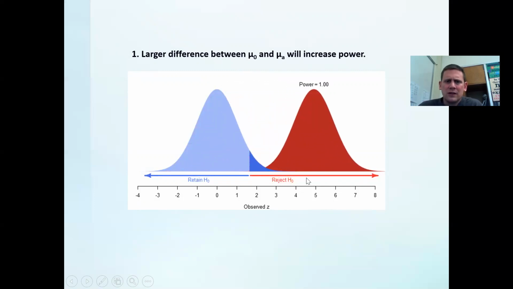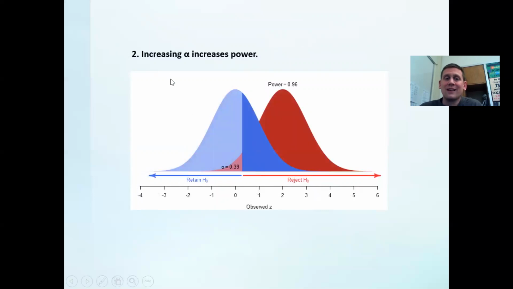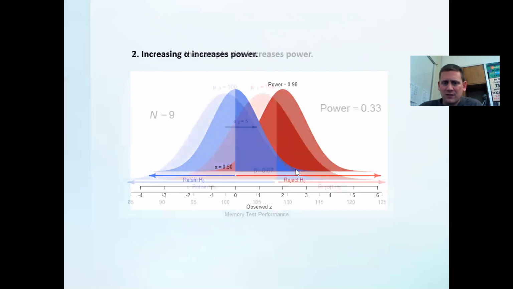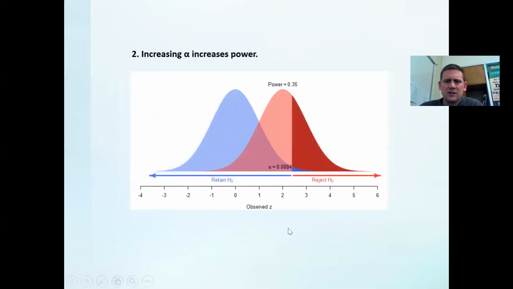Okay, so that's the one way you can change it. Another way is increasing alpha. Right now, the blue is alpha, and notice alpha is decreasing. Oops, sorry about that. Clicked too much. Notice alpha, the dark blue, is decreasing almost to nothing. And now alpha is increasing, so the dark blue is increasing. The light red is decreasing. That means beta, or type 2 error, is decreasing.